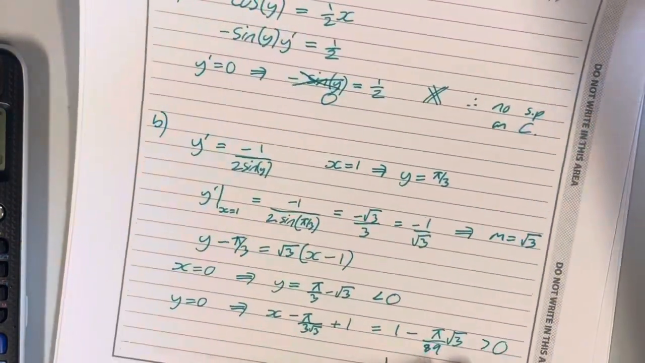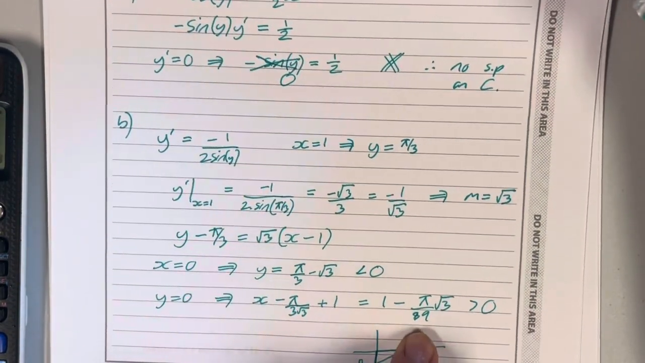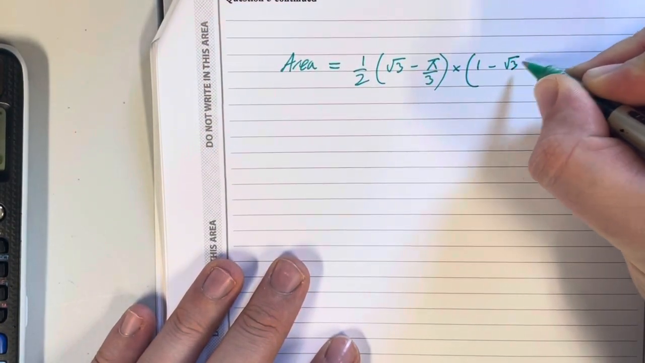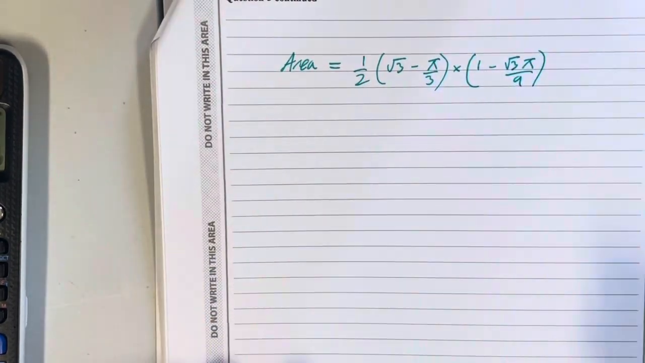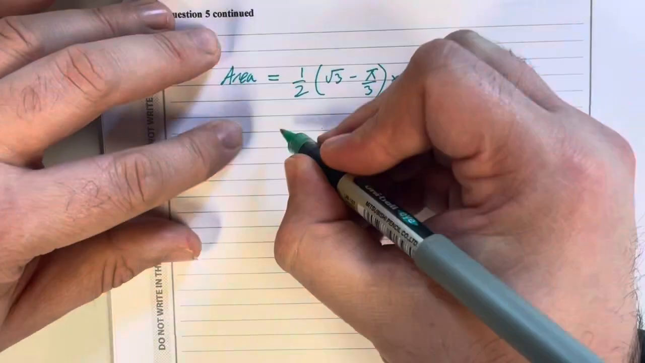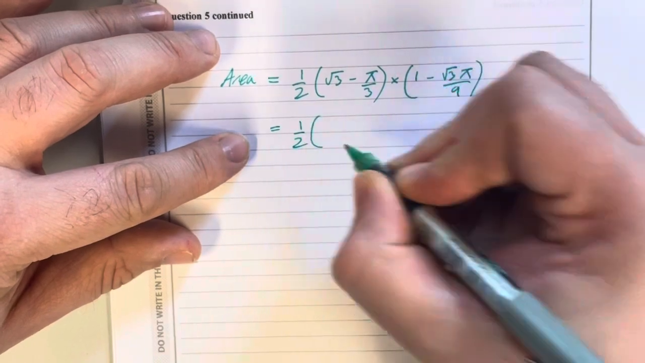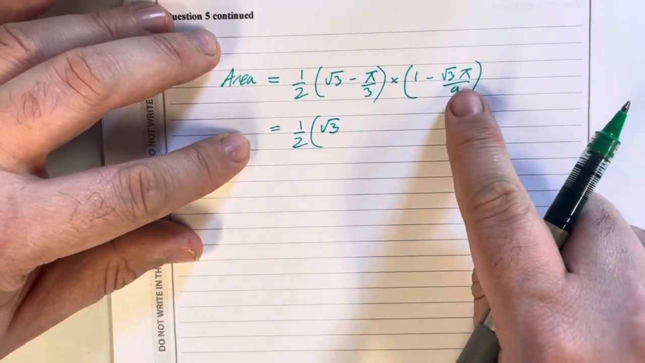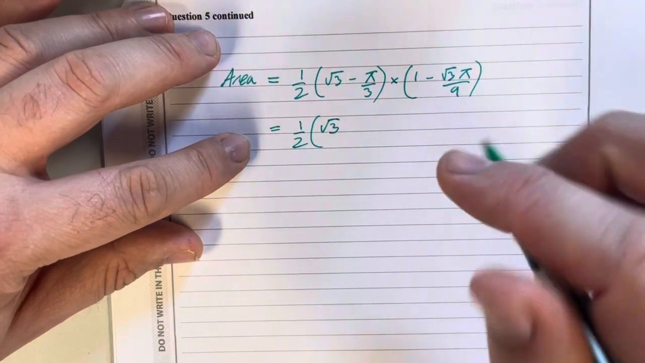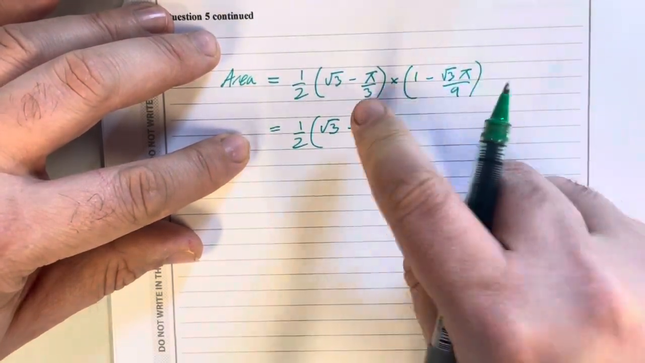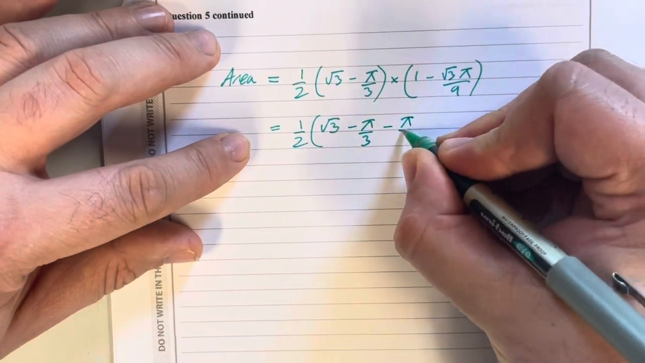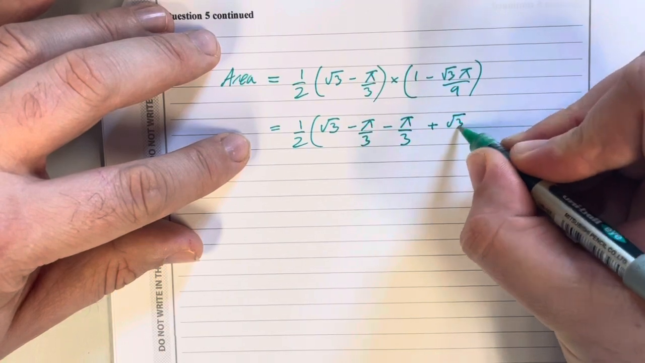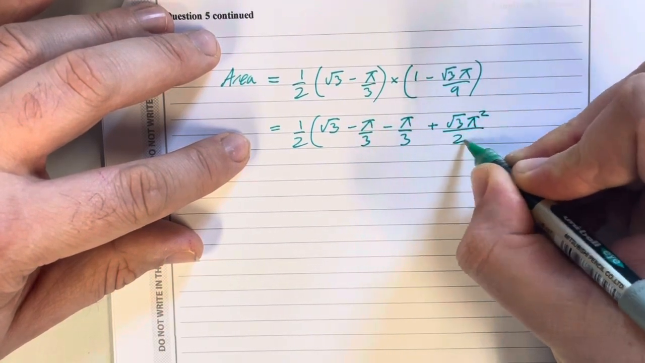Multiplied by this length here, which is positive. So that's 1 minus root 3 pi on 9. Okay, so you tidy that up. So that's going to be a half times root 3 minus pi on 3, minus pi on 3 again, plus root 3 pi squared over 27.